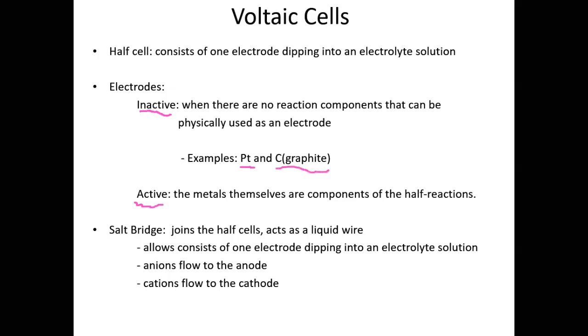And these electrodes do not involve themselves in the reaction. They're just there to help facilitate the transfer of electrons. Now, active electrodes are actively involved in the redox process. So these are things like a silver electrode, a nickel electrode, pretty much almost any metal. If it's a metal solid, it's going to be an active electrode.